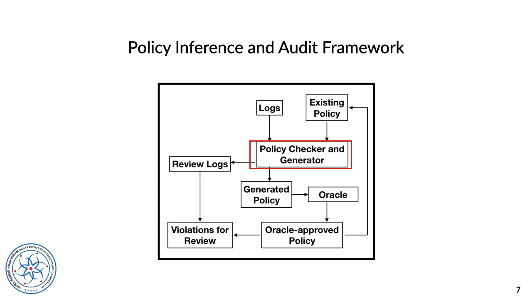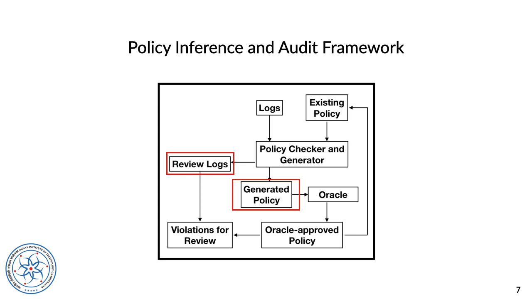For all entries in the log, the policy checker checks whether the entry satisfies an existing formula in the policy or not. If it satisfies a formula, it is accepted as valid. If the entry does not satisfy a formula in the policy, it generates new policies for such entries and logs the entries in a separate review log.